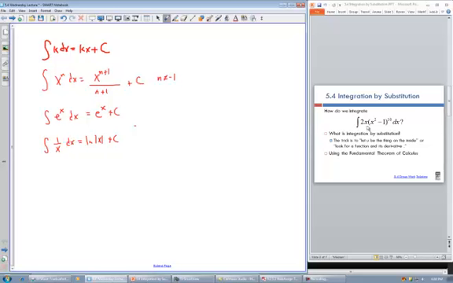And so how can we integrate this? And so what we're going to do is we're going to use a technique, a method that is called integration by substitution. So what is integration by substitution? All right, let's look at an example.